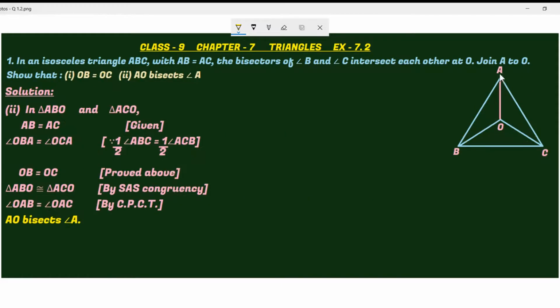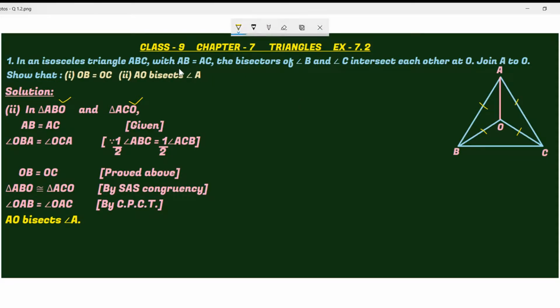I have joined this A and O. Now we are going to take this triangle AOB and AOC, so I have written here triangle ABO and ACO. You can see this OA is common for these two triangles. So this is common. This we have already proved in the first part. OB is equivalent to OC, and this is already given in the question.